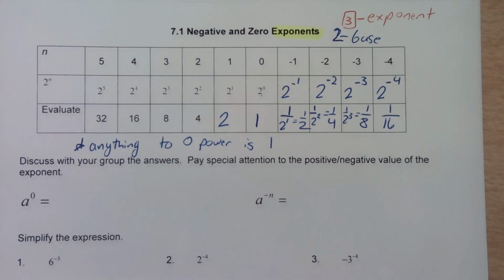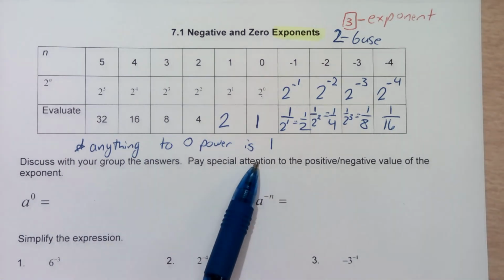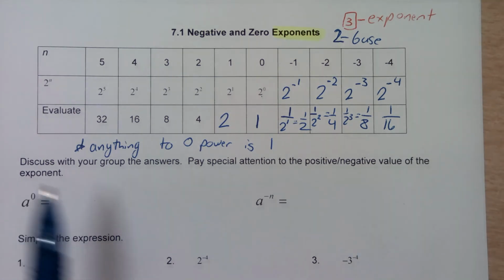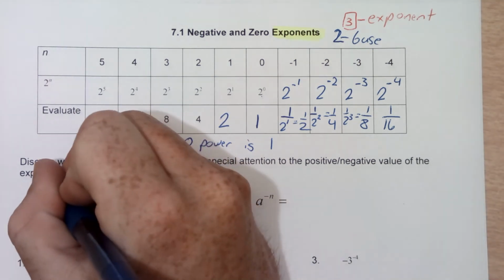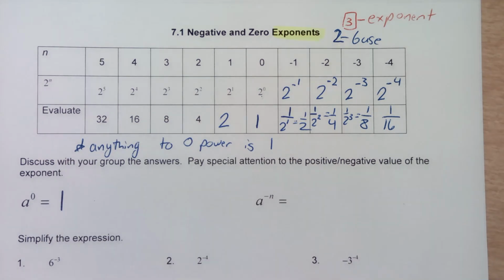So now we're going to go through a couple examples. It says, discuss with your group the answers, pay special attention to the positive, negative value of the exponent. We're not going to worry about that yet. We're just going to move straight on to here. If you look at my rule I made right here, anything to the 0 power is 1. Here we have a to the 0 power. That means that I have 1. Okay. Anything to the 0 power is 1.